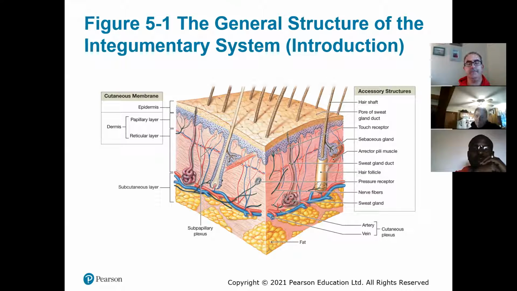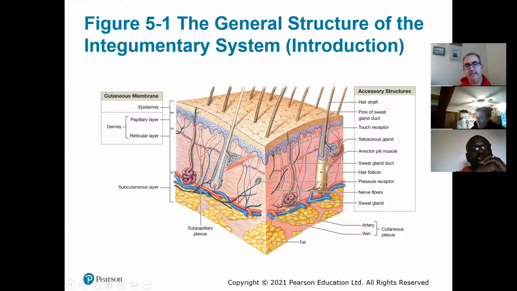this organ system. The skin itself is divided into an outer layer, the outermost layer, which is called the epidermis. Okay, these are over here on the left, and the layer underneath that, which is called the dermis. Okay, the dermis is where everything is, right? Everything that we're going to talk about, the glands, the nerves, the blood vessels, all of that stuff is in the dermis.